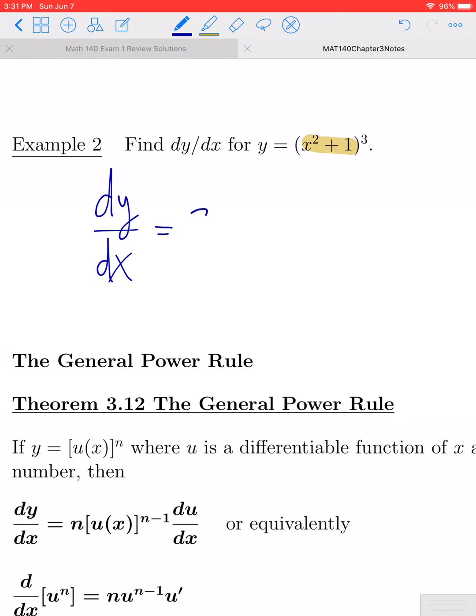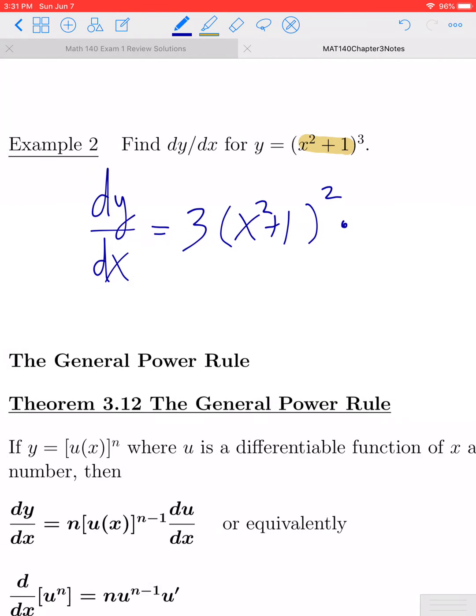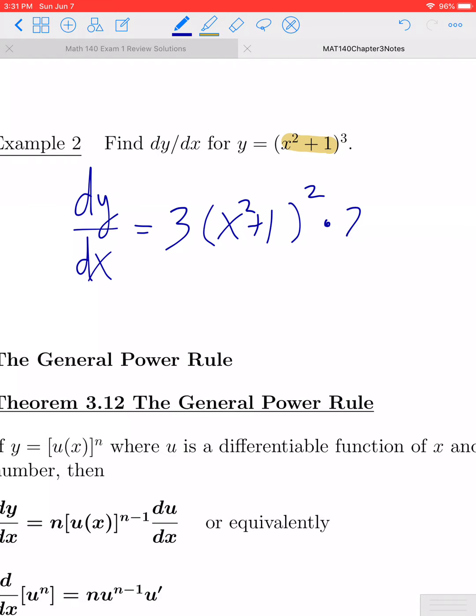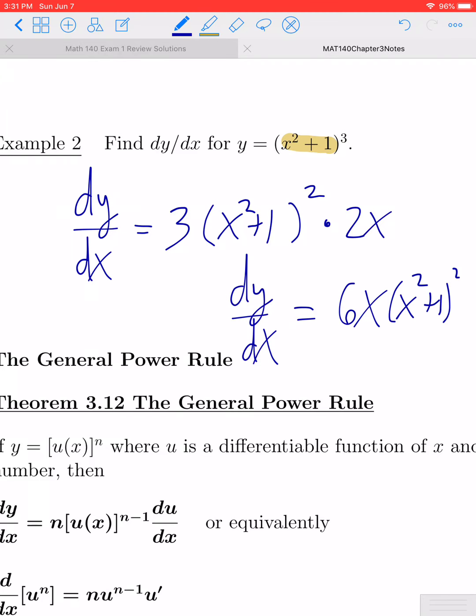The derivative of something to the third power would be: bring the 3 out, reduce the power by 1, leave the inside function alone, and then from the chain rule, we're going to multiply by the derivative of the inside. The derivative of x squared plus 1, that's going to be 2x. So for us, dy dx is equal to 6x times x squared plus 1 squared.